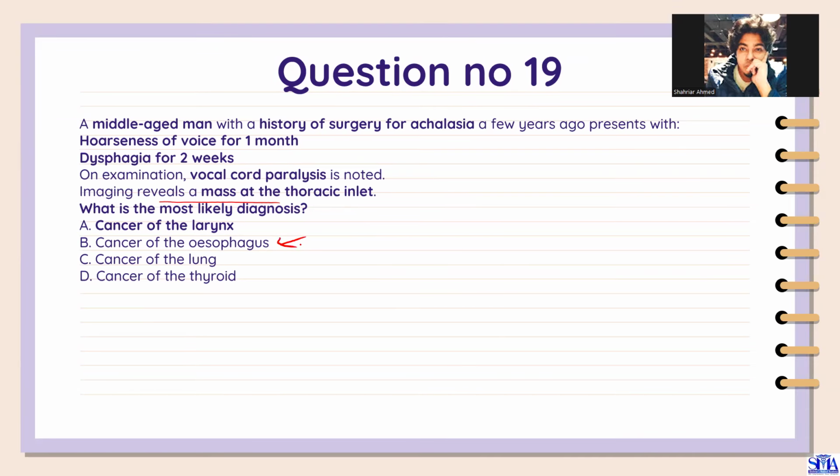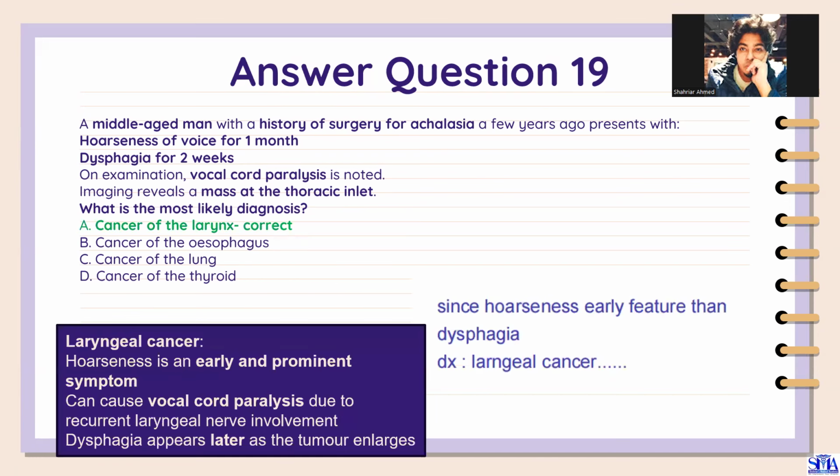So I think more people prefer this one, cancer of the esophagus. Now, this is called a bamboo therapy by the AMC. Think like an AMC examiner. I know I'll always be up to something, bash or bamboo therapy, whatever you say.